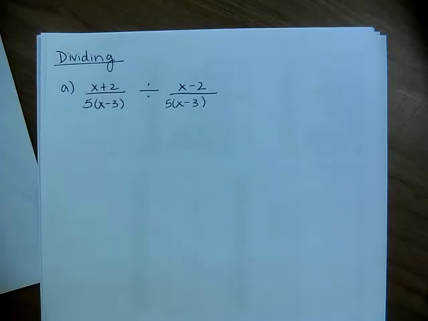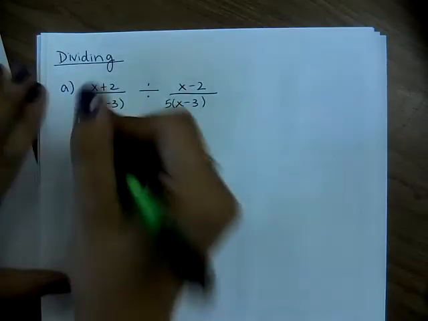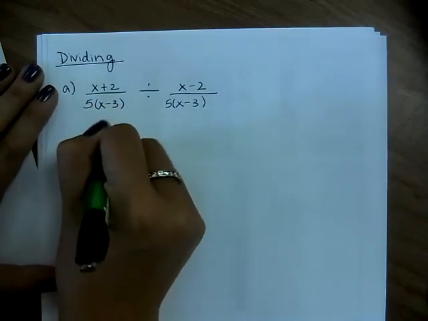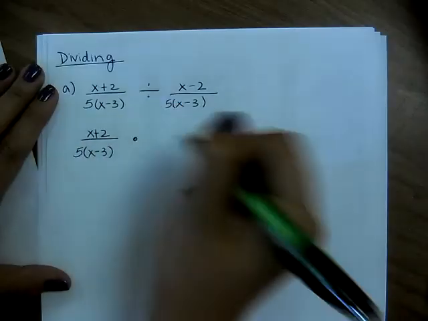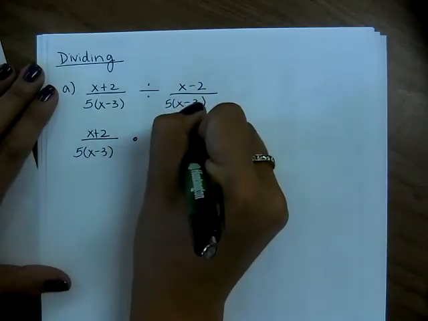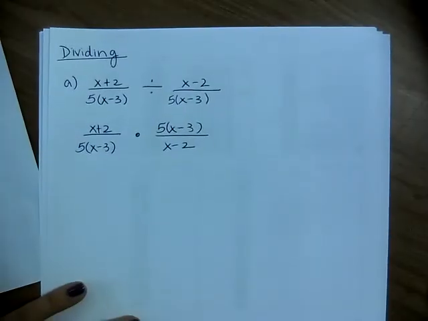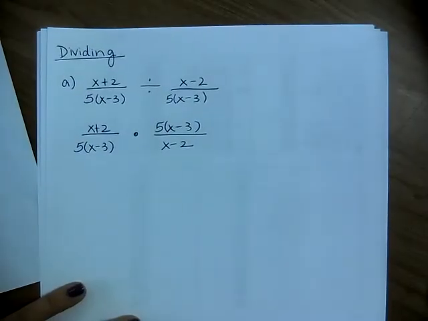I learned that phrase when I started teaching pre-algebra here. I was like, what does this mean? What is this? Flip the second guy. But now I get it. We're going to multiply by the reciprocal. So it's really the same thing that we were just doing, except we have one extra step. So I'm going to change this to x plus 2 over 5 times x minus 3 times 5 times x minus 3 over x minus 2. All you have to do is multiply by the reciprocal.